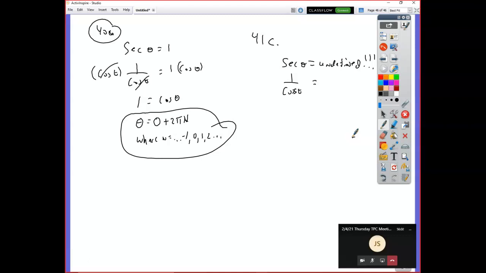When do you have something that's undefined? I don't know. Anybody have a hint for her? Yes, ma'am. Is it when it's divided by 0? When it's divided by 0, correct. So 1 over 0 is undefined, agreed? Yeah. So what must cosine theta be equal to?